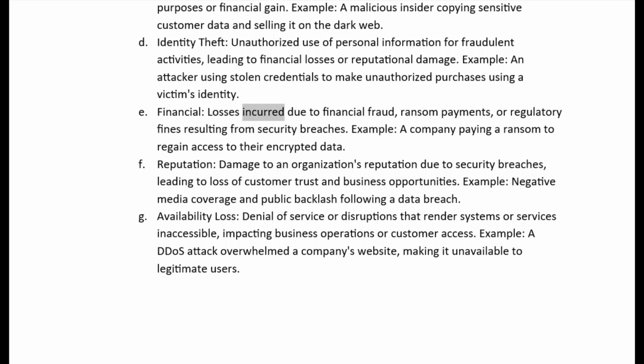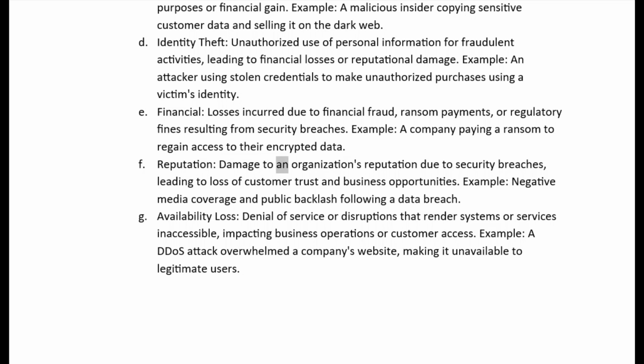Financial losses incurred due to financial fraud, ransom payments, or regulatory fines resulting from security breaches. Example: a company paying a ransom to regain access to their encrypted data.